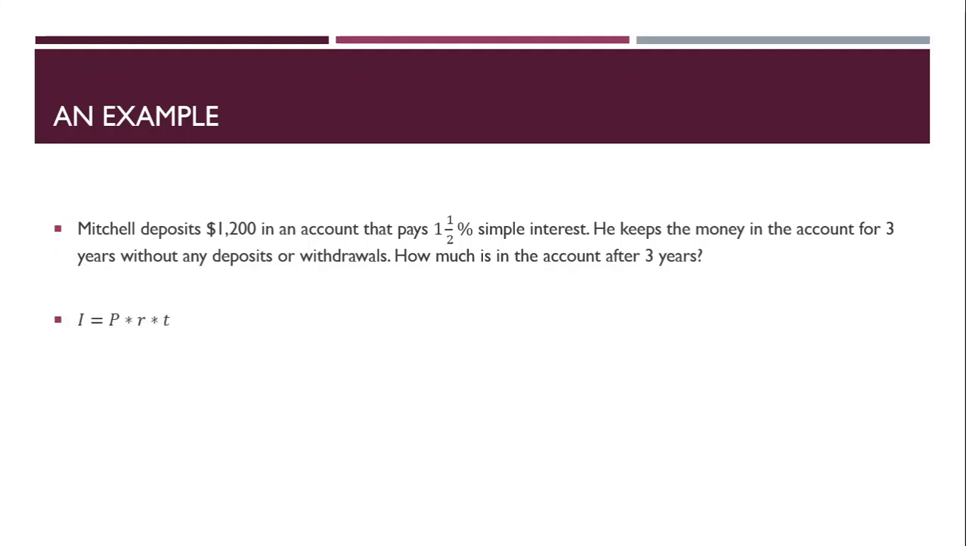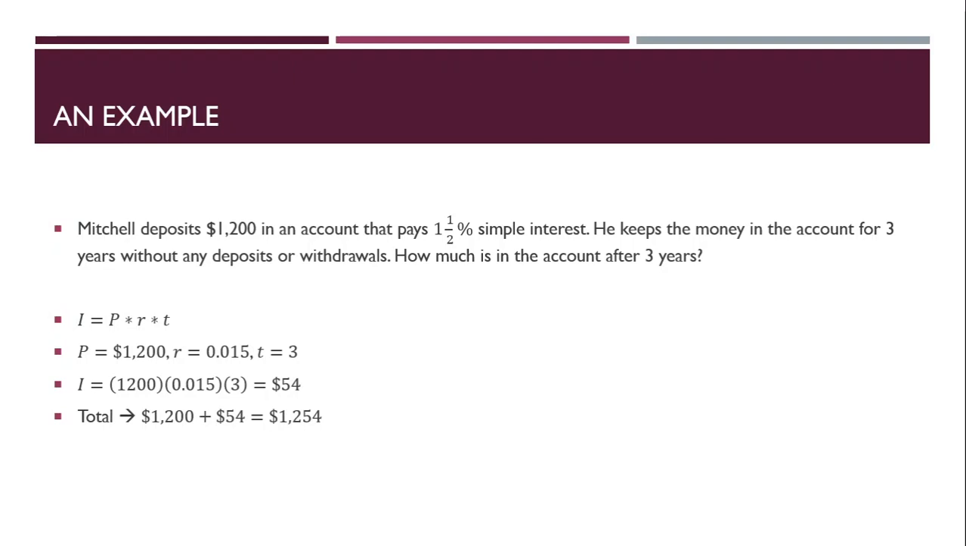Okay, so we're using the I equals P times R times T equation. Our principal was $1,200. Our rate as a decimal is 0.015, and our time is 3 years. So how much interest are we making? We multiply those all together and we get $54. But it's asking how much is in the account after 3 years. So our total amount of money is 1,200 that we started with, plus the 54 that the bank paid us, which is $1,254.